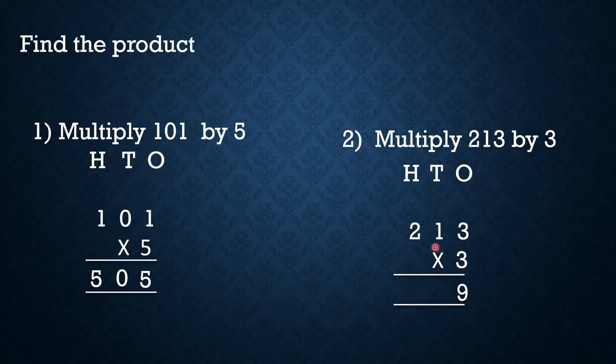Now 3 multiplied by 1. So 3 ones are 3. So we'll write 3 here in tens place column. Now we have to multiply 3 by 2. So 3 ones are 3, 3 twos are 6. So we'll write 6 here at hundreds place column. So what is our product? That is 639.